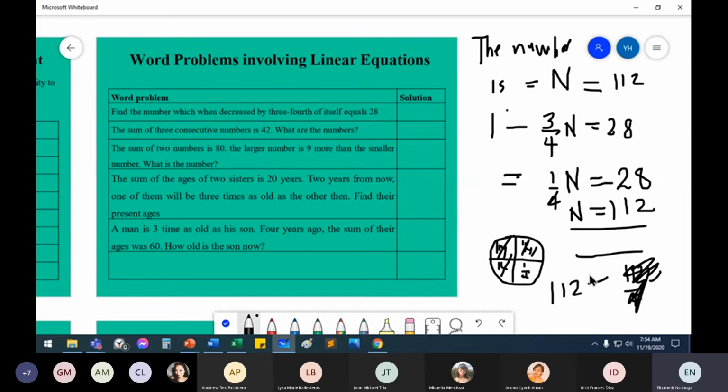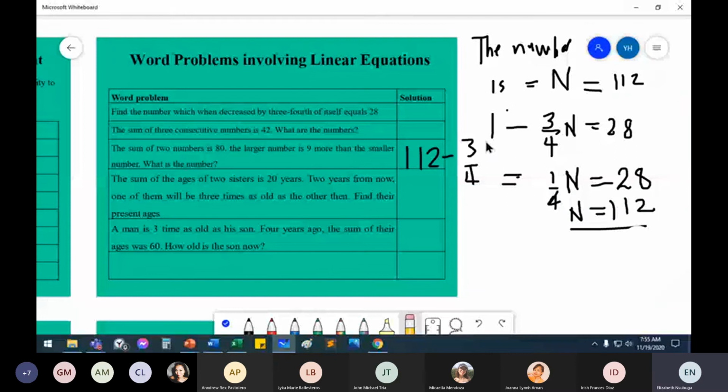So we are going to substitute this n here. What is n equal to? 112 minus 3/4 of 112. What is 3/4 of 112? Students, compute. Sorry, I removed this so that we are not confused here. 3/4 of 112 is 84. Am I correct? 112, yeah, we are correct. I became confused with the 1/4.